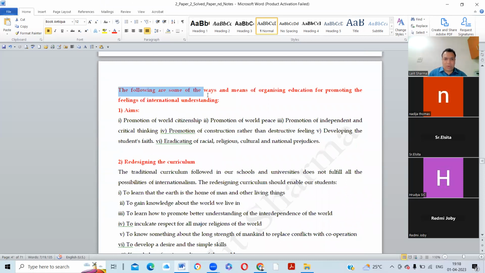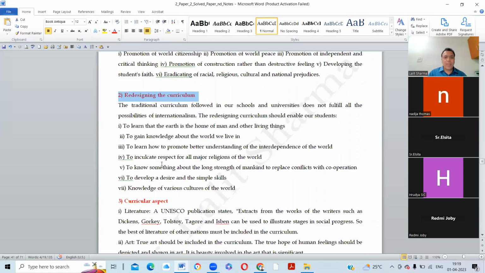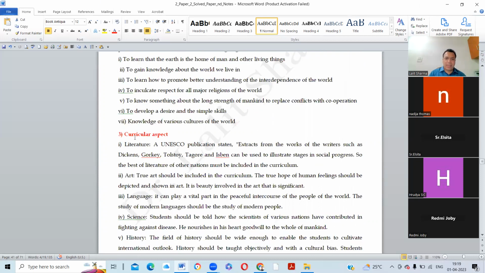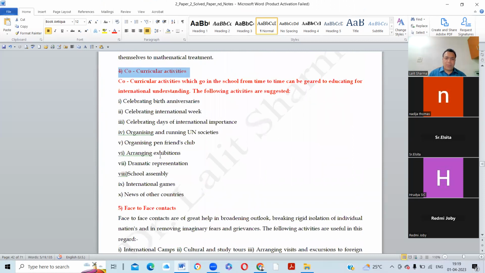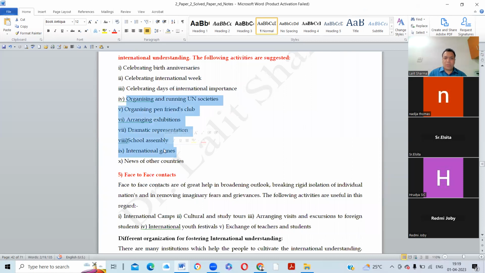And in fact, the following are some of the ways and means of organizing education for promoting the feelings of international understanding. Aims: redesigning the curriculum, meaning whenever we are making the curriculum, we should touch the global perspective also, right? Curricular aspect. Co-curricular activities: even in schools we should celebrate all the days, international weeks, every week.